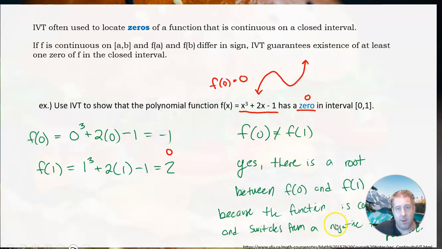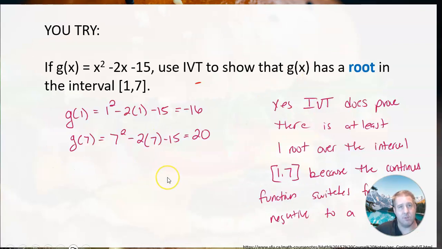Now, you could use inequality, like I said before. I also stated f of 0 and f of 1 are not the same thing. Clearly, -1 and 2 are not equal to each other.